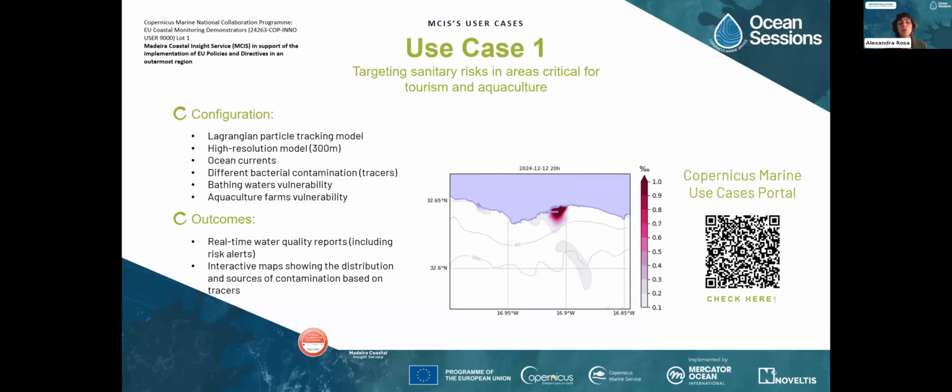But in this project, what we want to do is not to have only this kind of pink color, but to have different kinds of bacterial contaminations, including E. coli, in order to predict the vulnerability of bathing waters and aquaculture farms to this kind of pressures. If you want to know a little bit more about these use cases, it's already available in the Copernicus Marine Use Cases portal, so you can see and learn a little bit more.